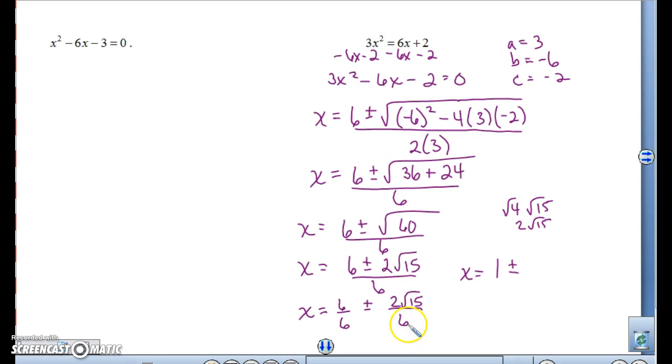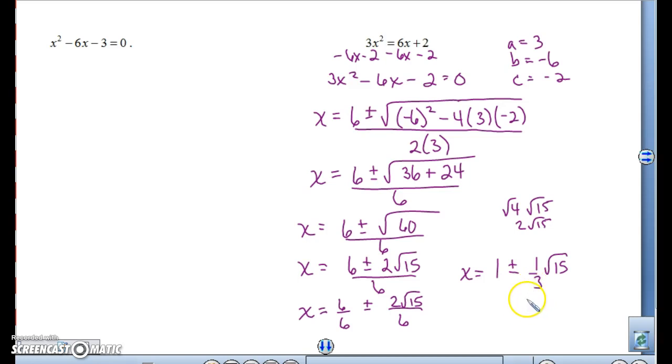Now, what does the 6 divide? Well, 6 is a rational number, part of a rational number. It's not a square root, so it can only divide the 2 here. So 2 over 6 reduces to 1/3 radical 15. You can't divide the 6 and the 15 by 3 and reduce those. You can only reduce radical to radical, coefficient to coefficient. So your answer is 1 plus or minus 1/3 radical 15.